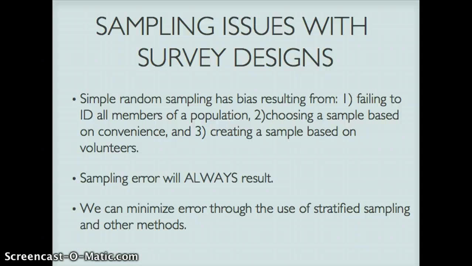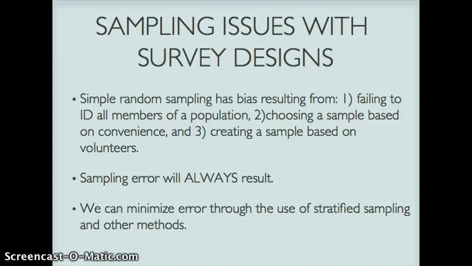Okay, so let's talk about surveys for a minute. When we do a survey, the whole goal is to get a representative sample from the population that you're surveying. But a lot of times we fail to identify all the members of a population, and we choose a sample based on just convenience. And the sample is based on volunteers.